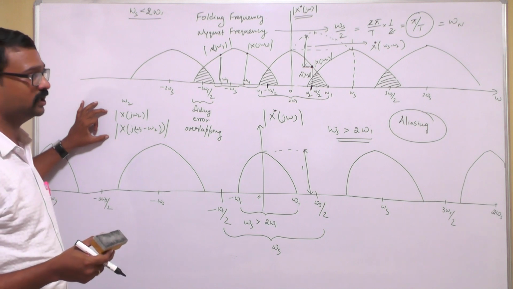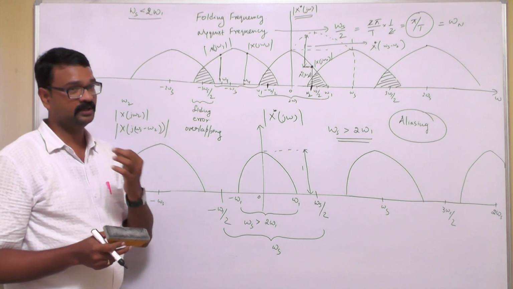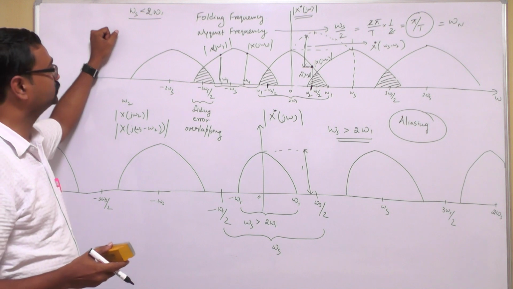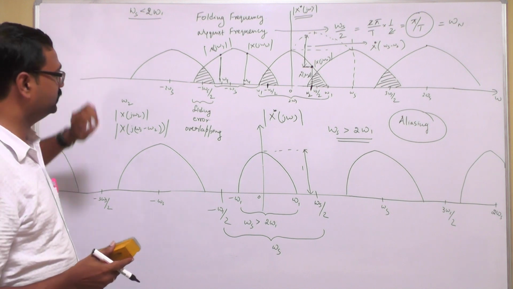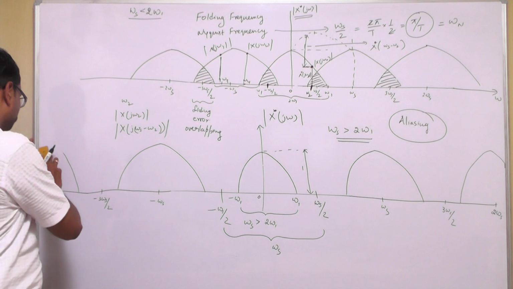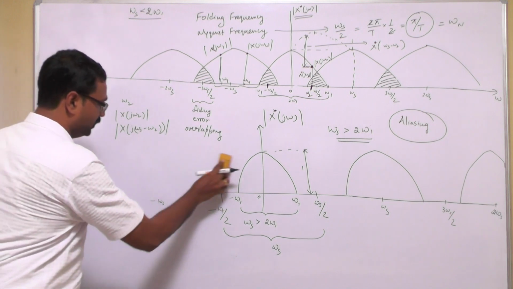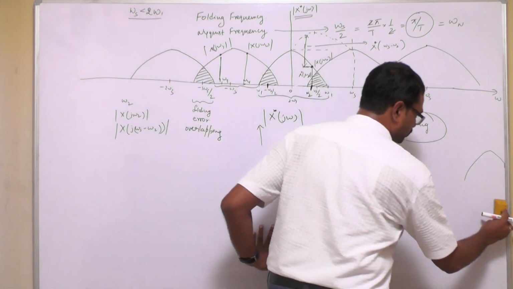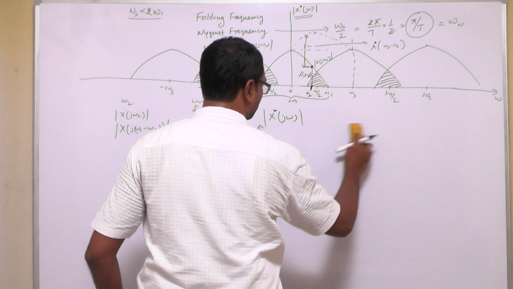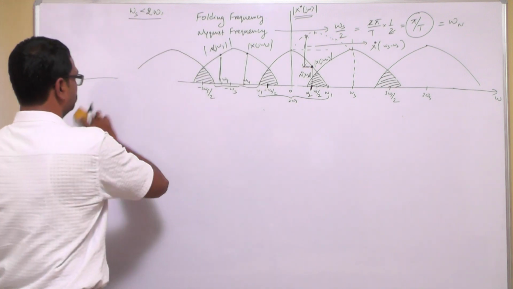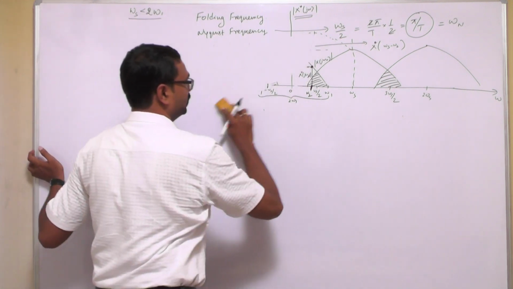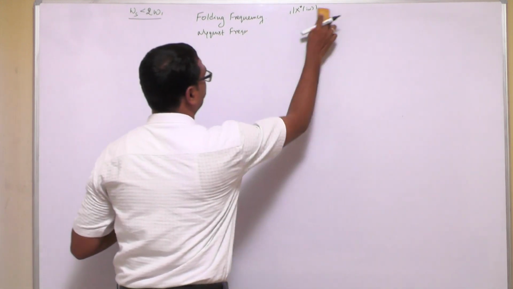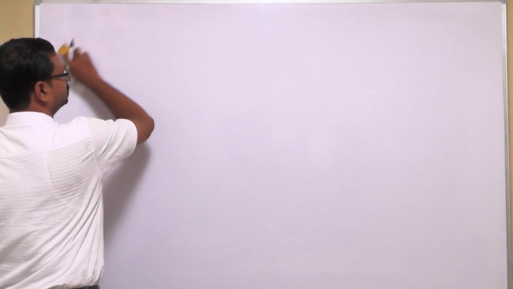Therefore, errors are bound to occur, and such systems occur in various electromechanical systems when omega s is less than 2 omega 1. So, with this in mind, I will review the sampling theorem once again, so that we can understand the derivation part of the sampling theorem analytically.